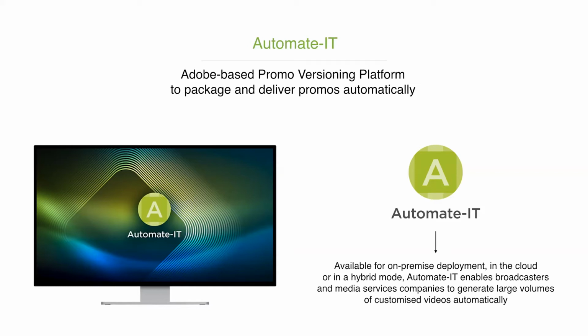AutomateIT is available as an on-premise deployment. So if you want to keep everything on-premise on your servers, that's fine. If you want to run it in the cloud, either a private cloud or a public cloud, that's fine too. As I say, we have customers who've been running our solutions in AWS for a number of years without incident. And we have broadcasters generating huge volumes of promos with our software.